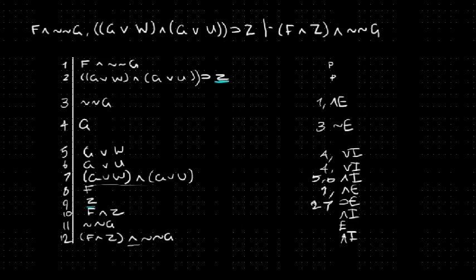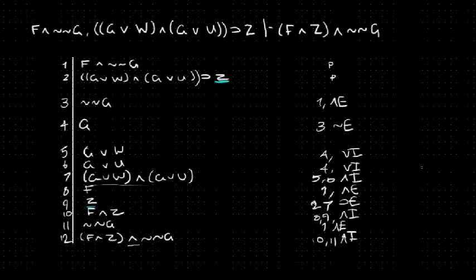F and Z is 8 and 9. And also I've gotten rid of this symbol here, so that was a conjunction elimination from 1, and then finally we've got F and Z and not G. Well, that's 10 and 11. Okay, and there we go, there's our proof completed.